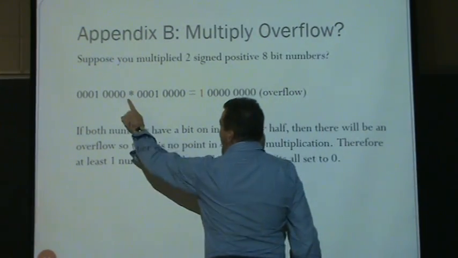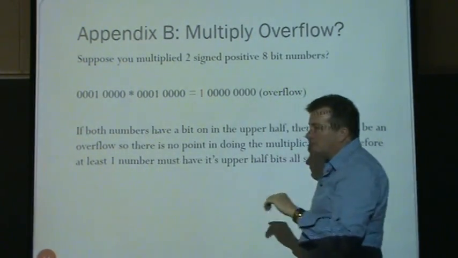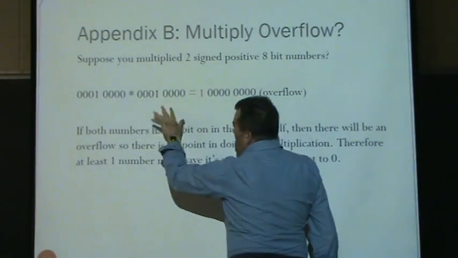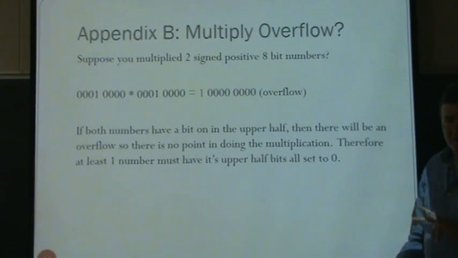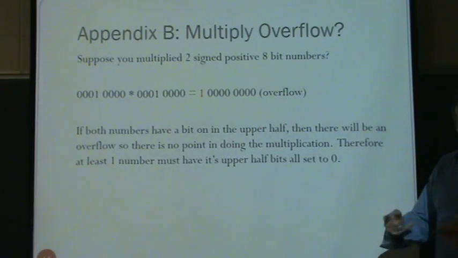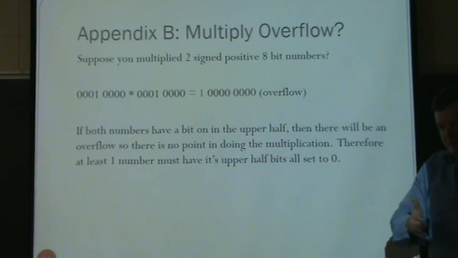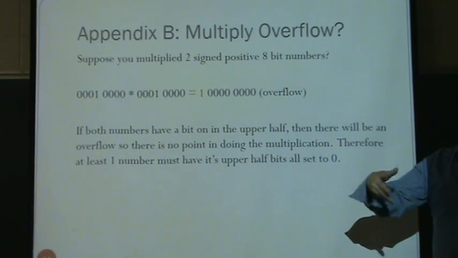So we know half the bits are going to be 0 for at least one of our numbers. The lower half could be a mixture of zeros and ones, right? So what's the worst case? Every time there's a 1, we have to do another shift and add, shift, add. So what's the worst case?